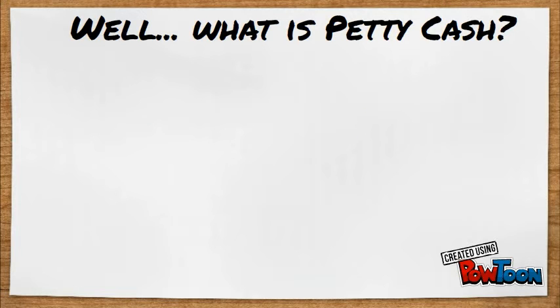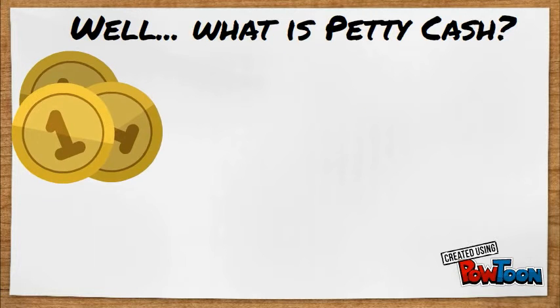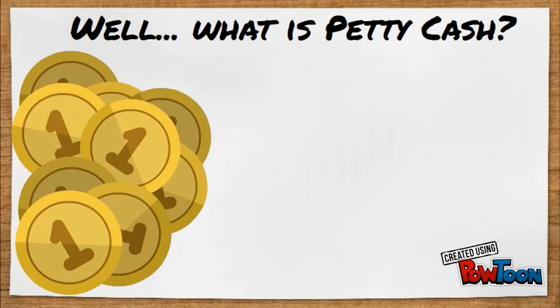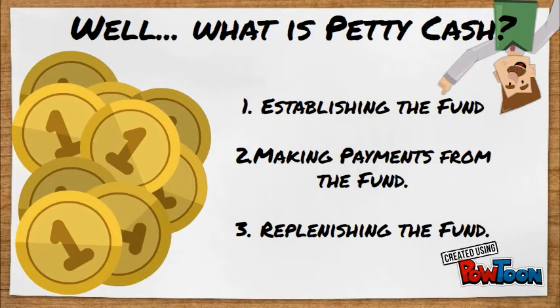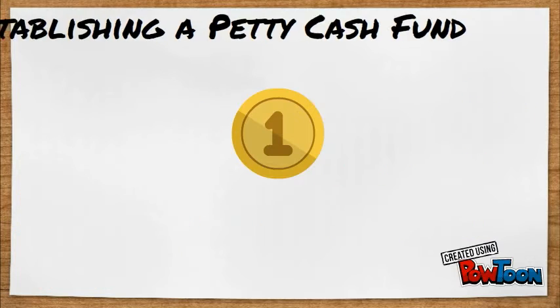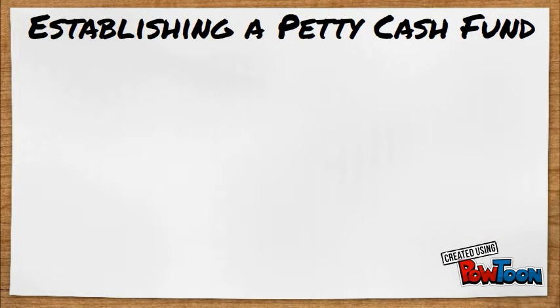Well, first, let's start to explain what petty cash really is. Petty cash is the small amounts of money a business holds on hand to pay for minor expenditures. The operation of a petty cash fund involves the following three activities: establishing the fund, making payments from the fund, and replenishing the fund. But first, let's understand the idea of establishing a petty cash fund.